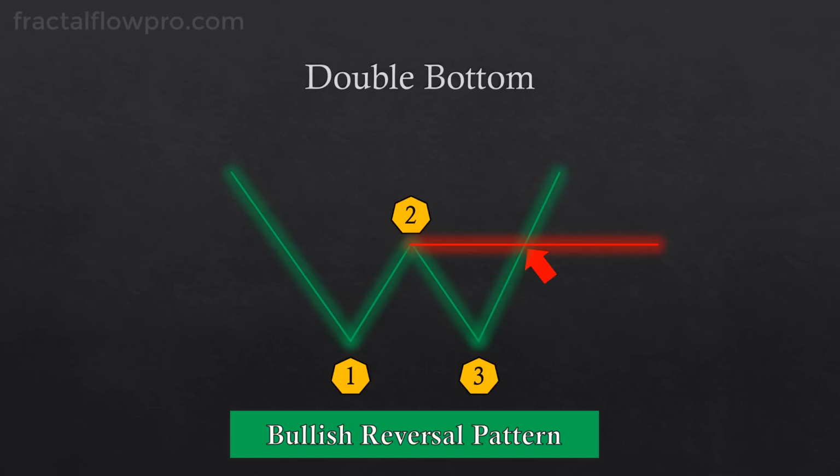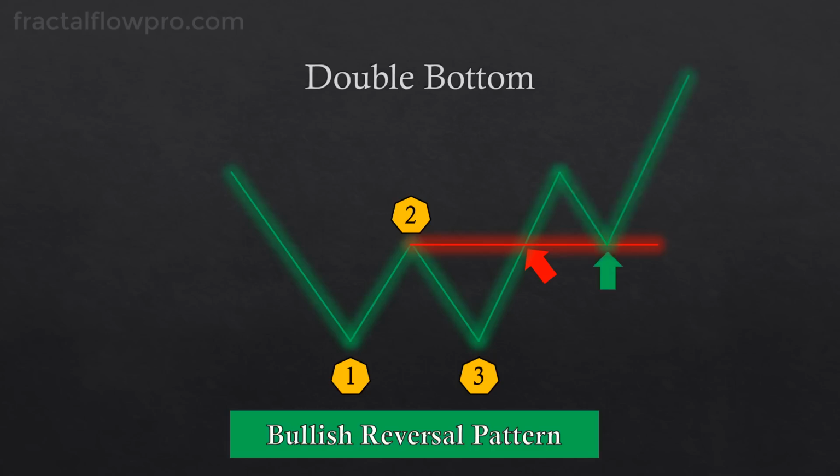So not only did sellers fail to create a lower low, but buyers were able to break the last level where sellers came from. This breakout line is formed only by the high in between 2 lows, so it can only be a horizontal line. The ideal way to trade the double bottom pattern is to wait for price to break above the line and come back to retest it as support.